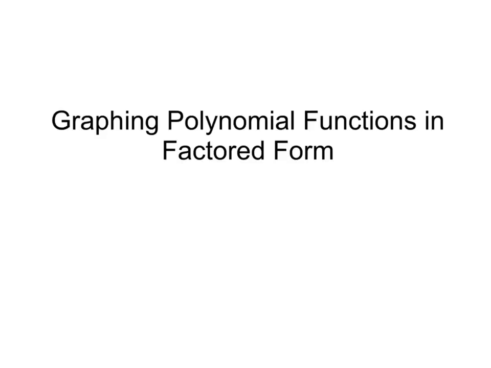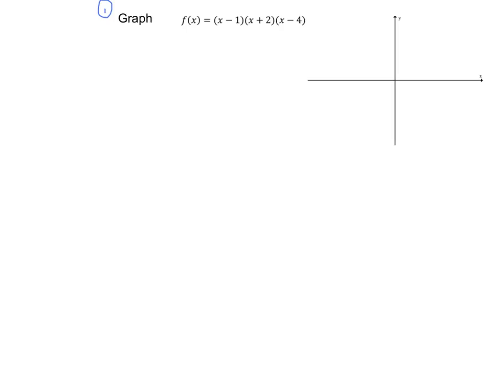This video is about graphing polynomial functions in factored form. We're going to jump right in and figure out how to graph this function: f of x equals the quantity x minus 1 times the quantity x plus 2 times the quantity x minus 4. We're going to do quite a few steps with this, so it's really important that you keep yourself organized.